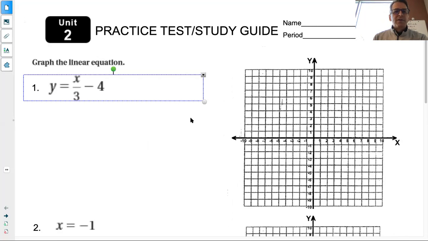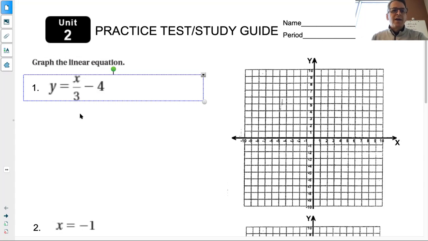Okay, so we have 4 pages of the practice test. The first page is 3 graphs. And notice I don't really tell you how to graph it. So you basically can graph it however you want. Okay, so we have graphed using a table. We have graphed using slope and intercept. We have graphed using our X and Y intercepts. So all of those are available for you to use. So again, you could use a table, you can use your slope intercept, or you can use an X and Y intercept.